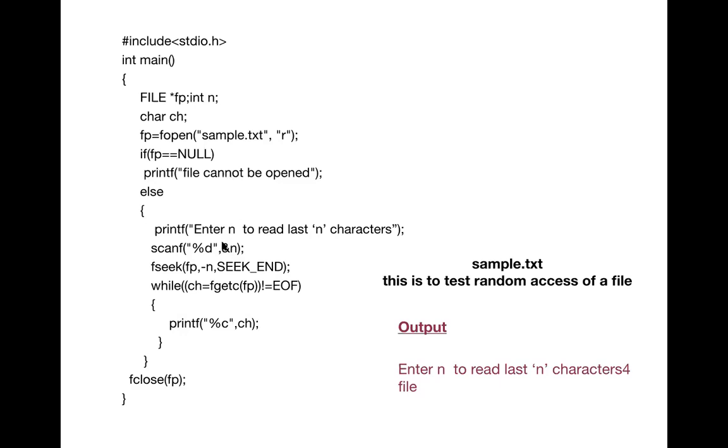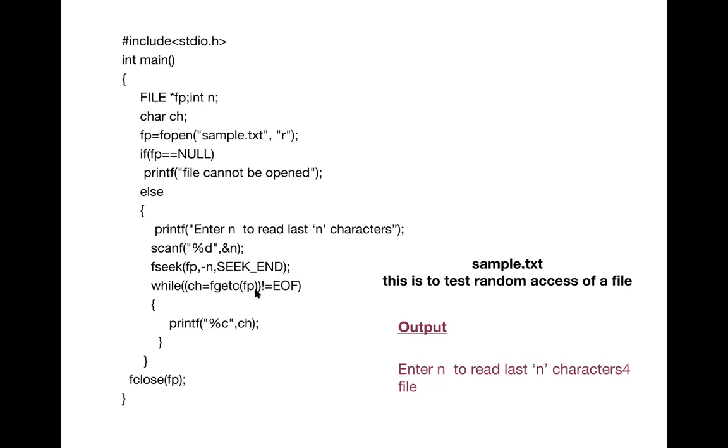Otherwise, I'm reading n characters. So I'm moving the file pointer. I'm using fseek here. Fseek moves the file pointer n bytes backward from the end. I've used minus n here. So n bytes backward from the end of the file. Say for example, n is 5. So I'm going to move 5 bytes backwards from the end of the file. Now my file pointer will be positioned in that place, 5 bytes before the end of the file.